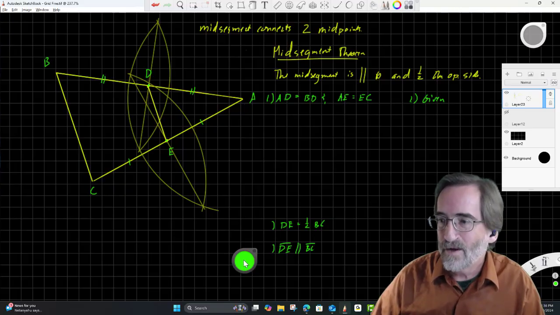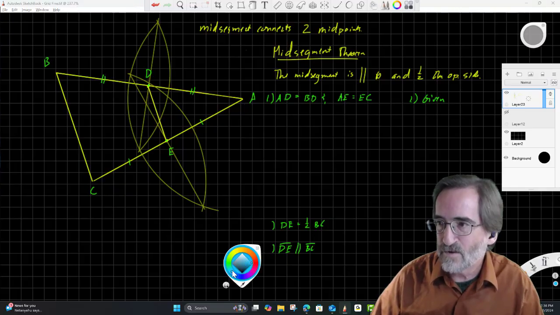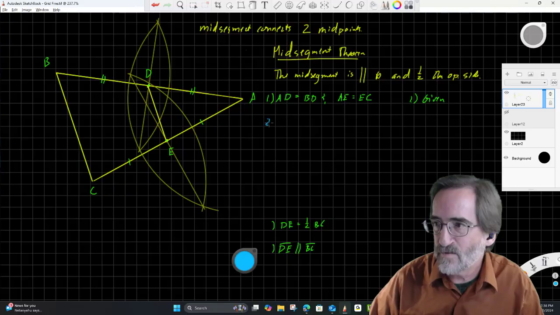Where are we going to go? Well, let's do this. Both triangles share angle A. So let's go blue here. So statement 2, I'm going to squeeze these up in here. I'm not sure how many steps we're going to need.